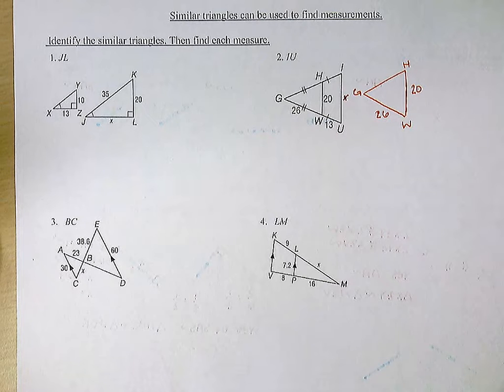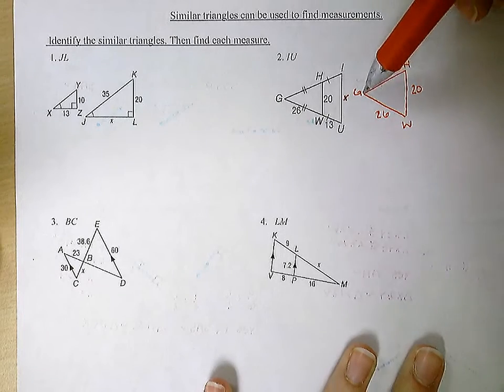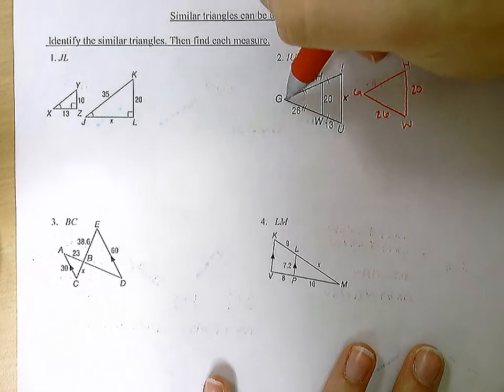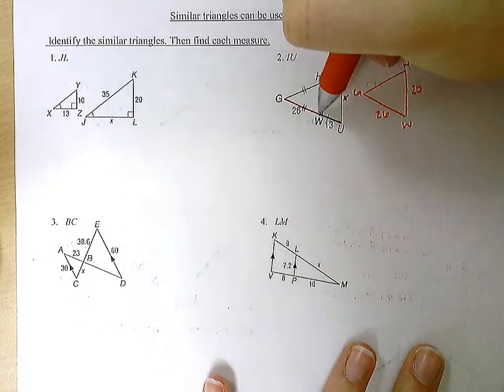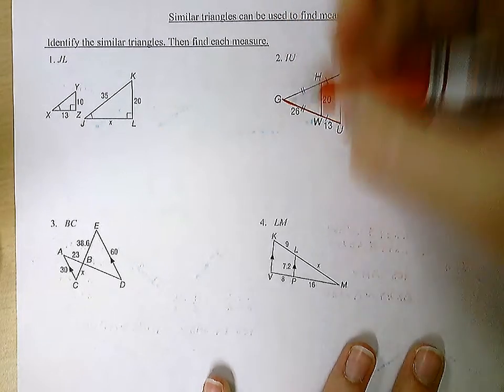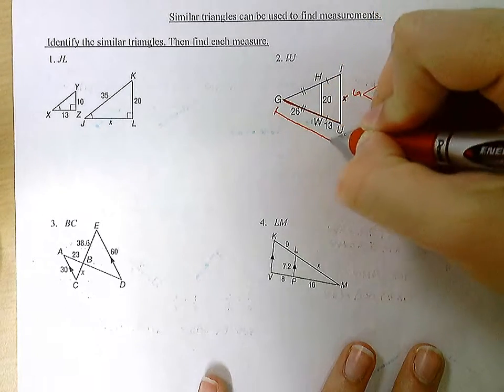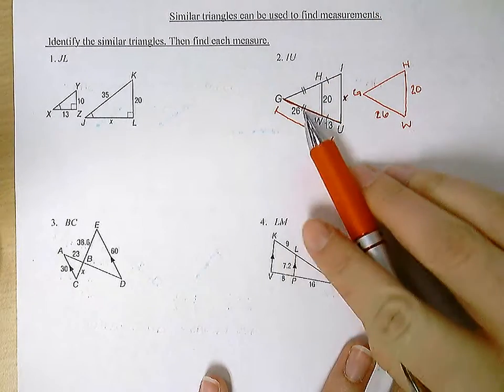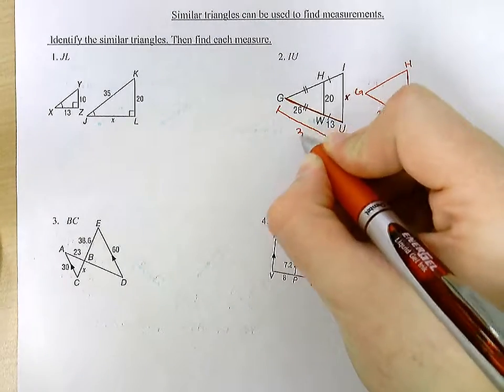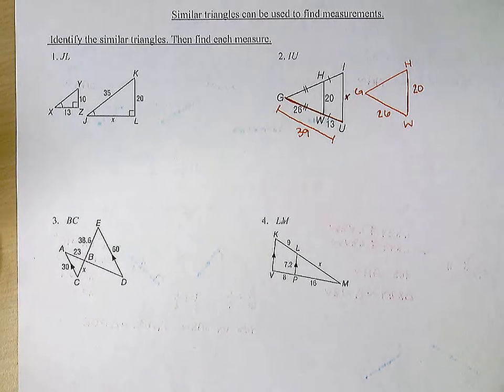Now I'm going to look back at my larger triangle, because in order for this side of GW, to set up that ratio, I need to have this entire length from G to U. So that means I have to add those two lengths together. So that entire length is 26 plus 13. So it is 39.